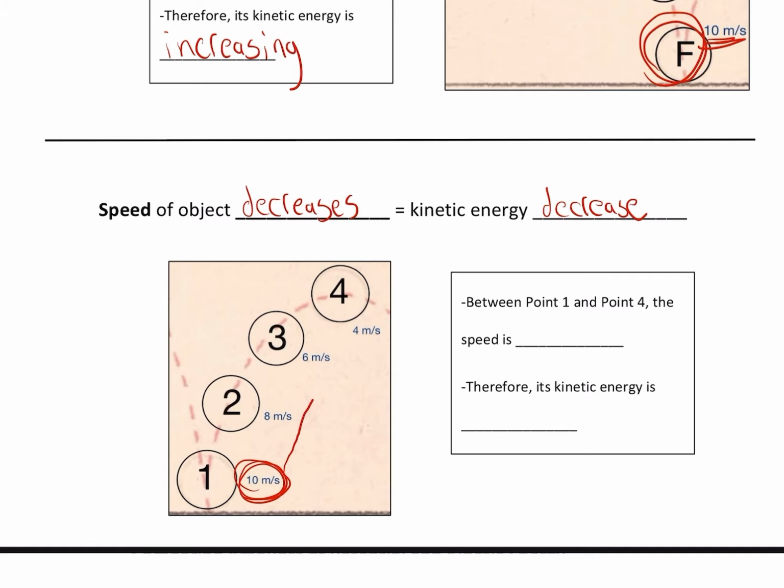But as it bounces all the way back up, the speed drops to 4 meters per second. So the speed is getting slower or decreasing between 1 and 4. Therefore, its kinetic energy is going to decrease between 1 and 4 too.